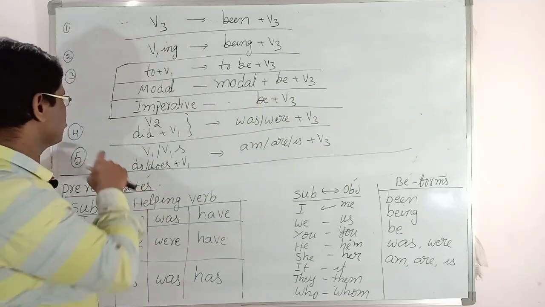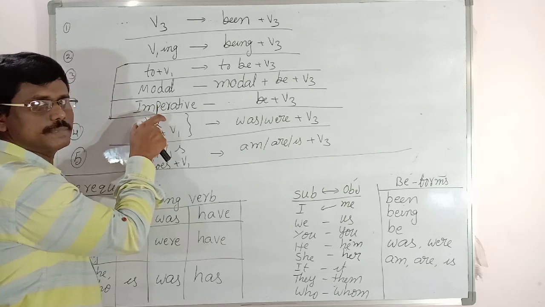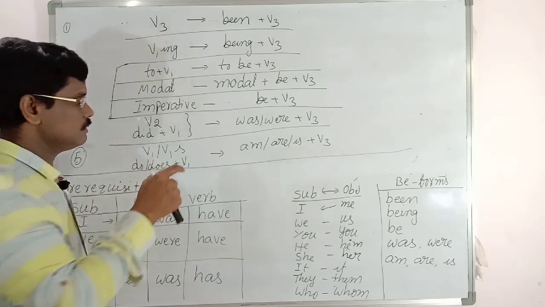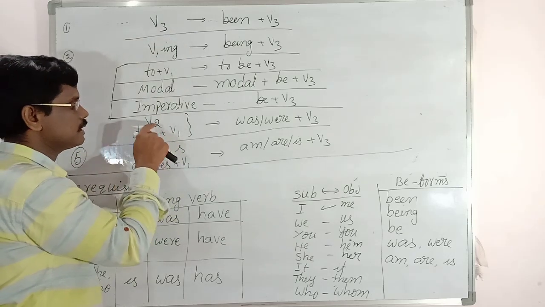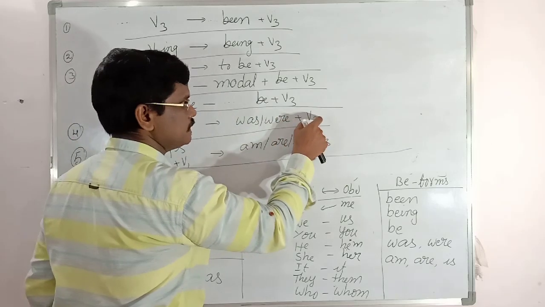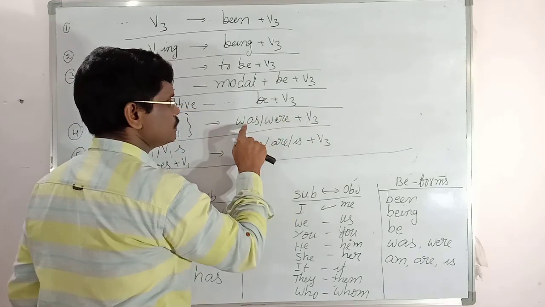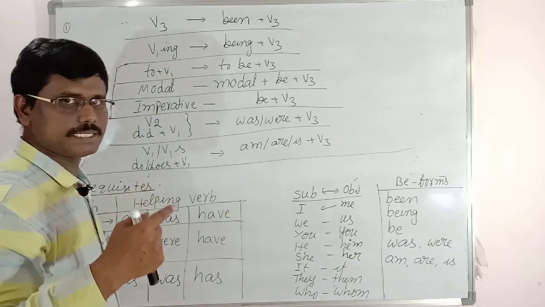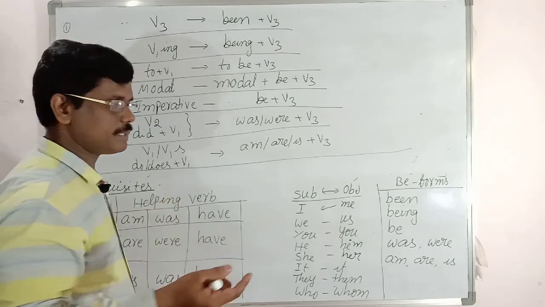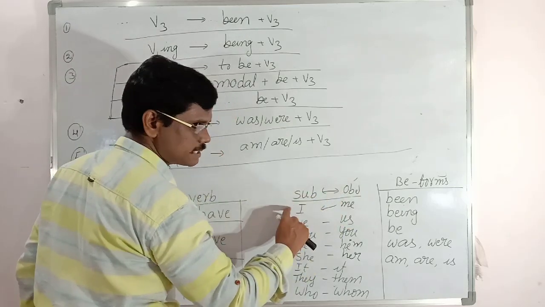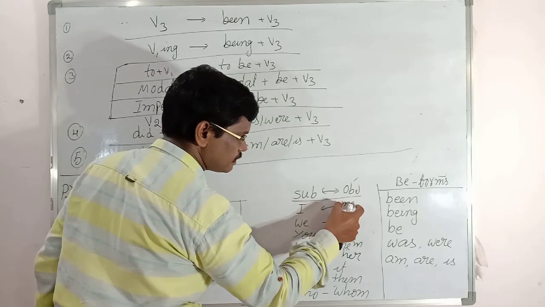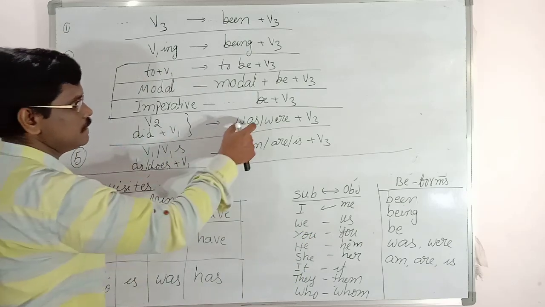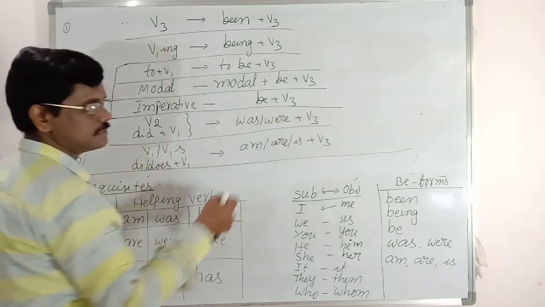In the given sentence, tip number 4, verb 2 is there. That means past tense, or did plus verb 1, or did not verb 1. Change this verb 1 or verb 2 into verb 3, and before verb 3 use was or were depending on the new subject, because while changing a sentence from active voice into passive voice, the object becomes the subject. That means here the object becomes the new subject. According to the new subject you use was or were before verb 3.